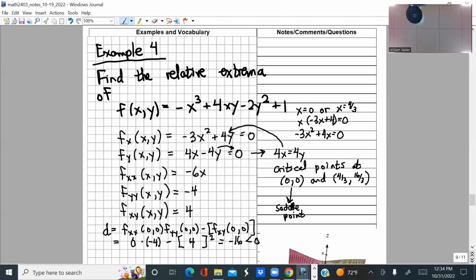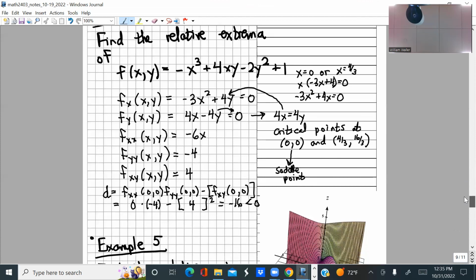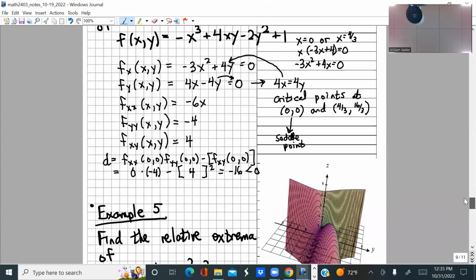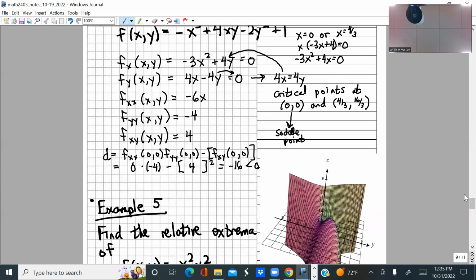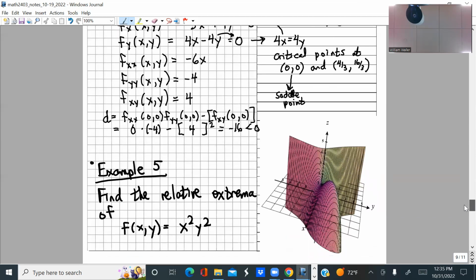I'm very suspicious of that. So let's look at the graph right away and see if we think we did that right. Here's the crazy graph of that function. Notice you get a really nice, pretty graph there. That surface, and right there is 0, 0. And notice that is a saddle point, right?